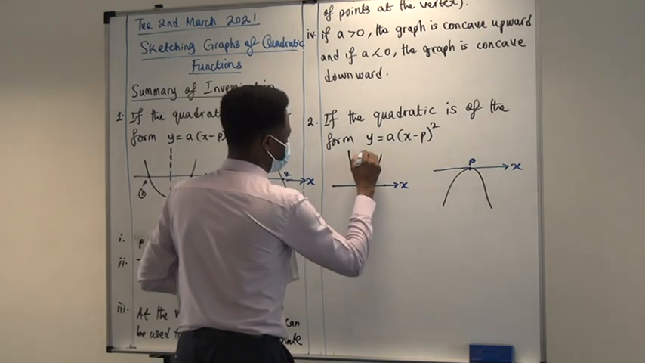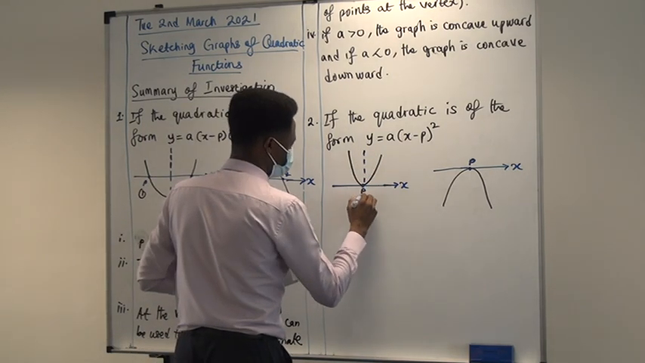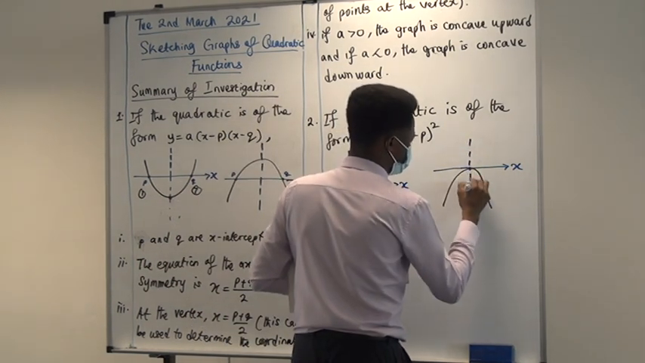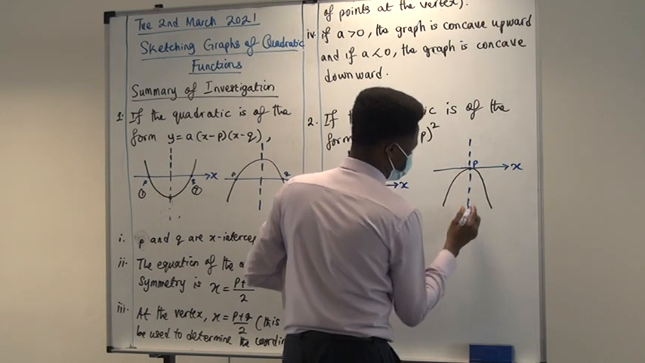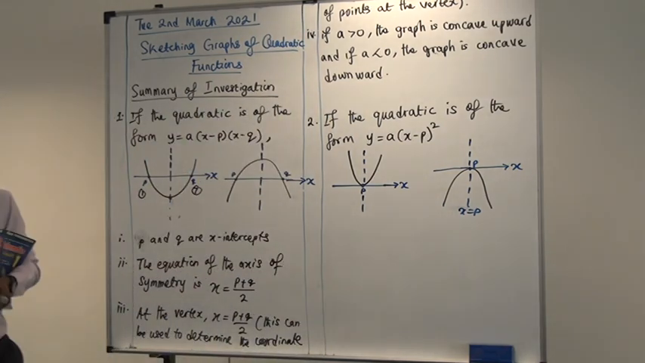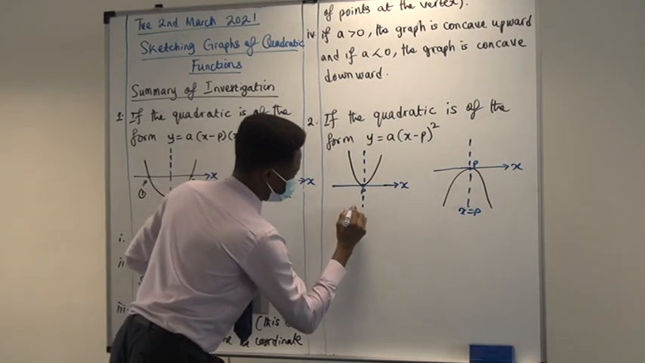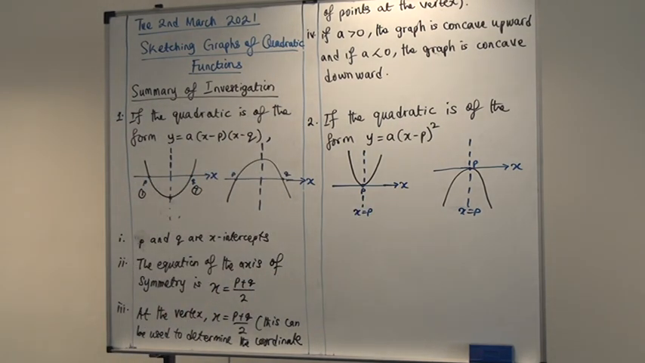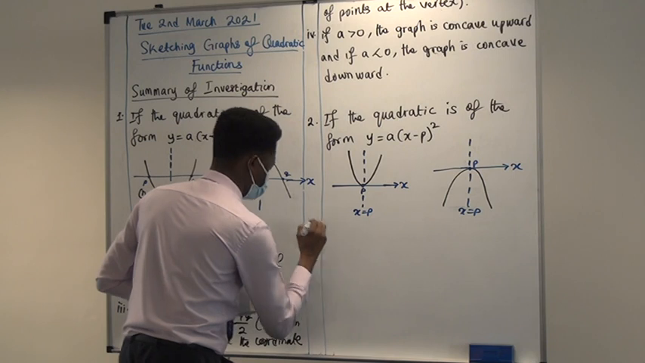So let's draw the axis of symmetry. If this point is P, then this line is X equal to P. Basically, that's what we are talking about. With X equal to P, you can substitute to get the corresponding Y. Okay, so let's write number 1.